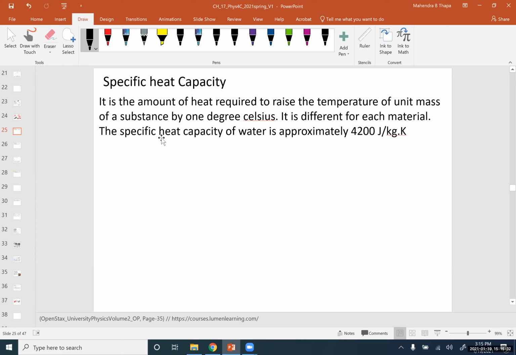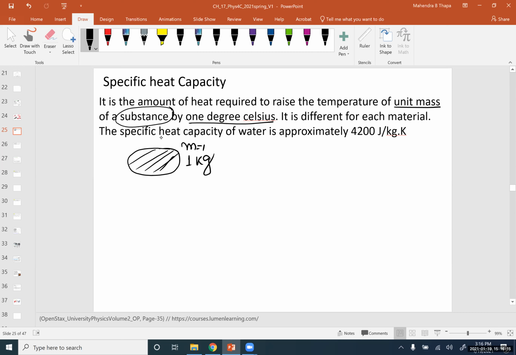Next, we'll go to the specific heat capacity. We define specific heat capacity as the amount of heat required to raise the temperature of unit mass of a substance by 1 degree Celsius. So we have to define the substance, the temperature change will be 1 degree Celsius, and the mass should be 1 gram. For example, say we have this mass of 1 kilogram.